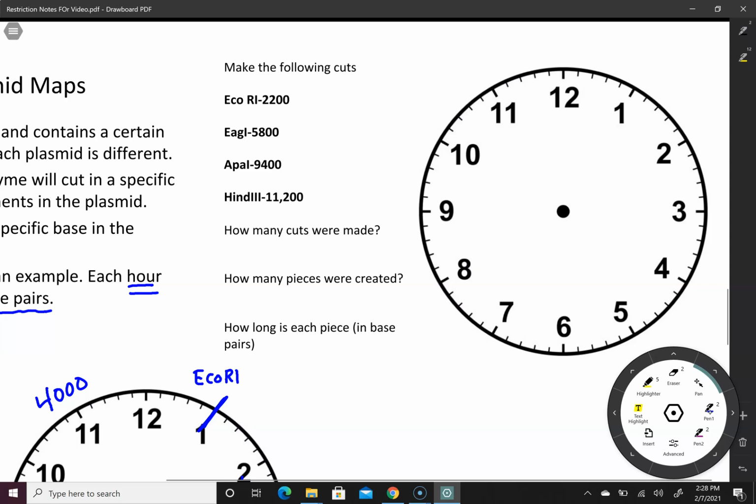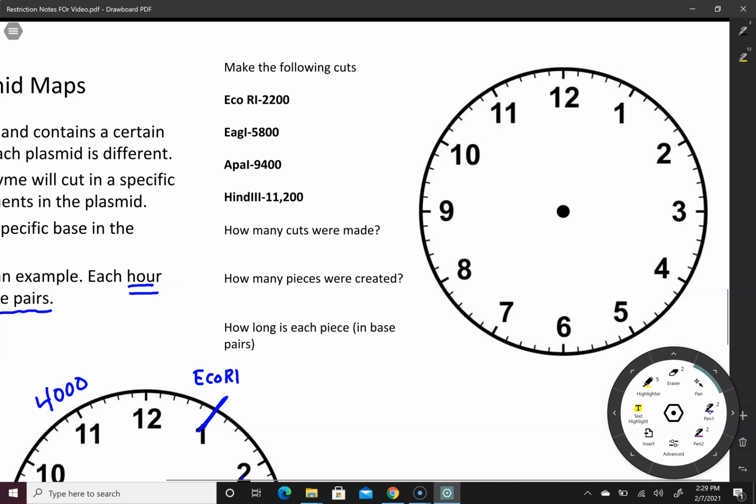Nothing's changing. Everything's cool. Same rules. Every hour represents 1,000 base pairs, so we're not changing anything. And on a sample question, which I will give you, they'll tell you how long the plasmid is. You don't have to guess. So on this one, let's make our first cut.